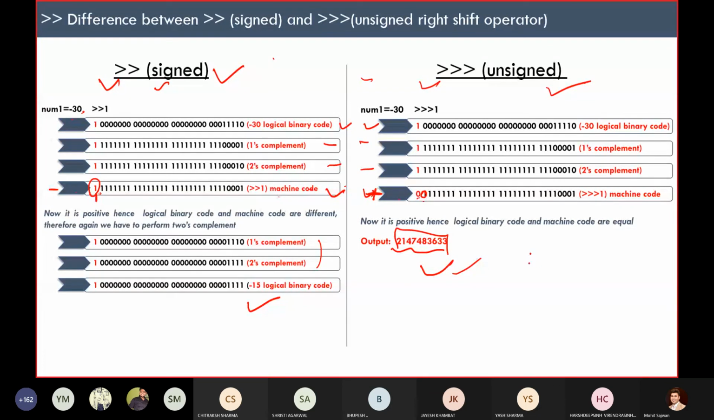What I want to tell you is that suppose you have 0 1 0 0. Okay, this is the representation of your 4. If I perform the right shift operator by 1, what will happen? You will get 0 0 1 0 over there. The output which you get after performing this is your 2. So it means whenever you are performing the right shift operator, at the bitwise level you are performing a division operation. Okay, division operation.